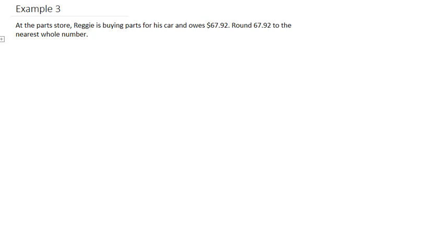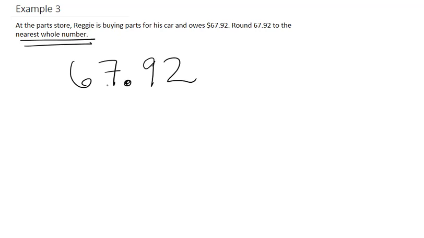At the parts store, Reggie is buying parts for his car and owes $67.92. Round 67.92 to the nearest whole number. So let's write out this number. So we have the nearest whole number, which would be our 1 spot. So let's put a line underneath the 7. And then we're going to look to the right of it, which is the 9, to see if we round up or down. Because 9 is between 5 to 9, we are rounding up.